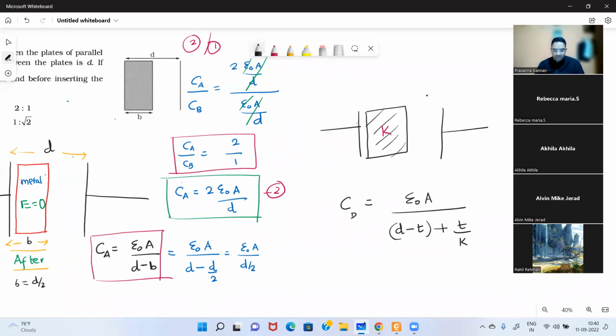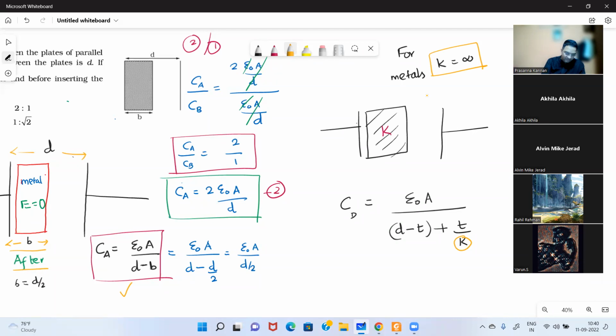Now, if this is not a dielectric but a metal, then in the same formula, for metal the dielectric constant is infinity, because it is completely conducting. So the denominator will be infinity. What is 1 by infinity, or T by infinity? It will become 0. Therefore, it will become epsilon naught A by D minus T. So instead of T, you have B here. That's all. Are you able to understand how this formula comes?